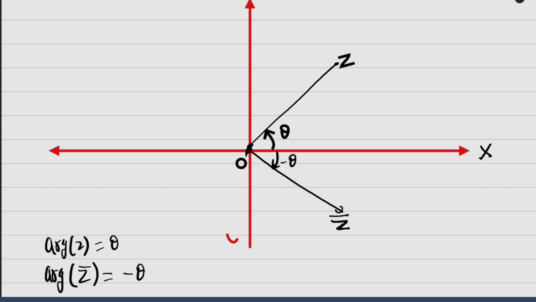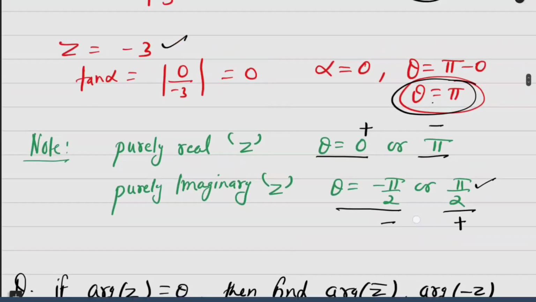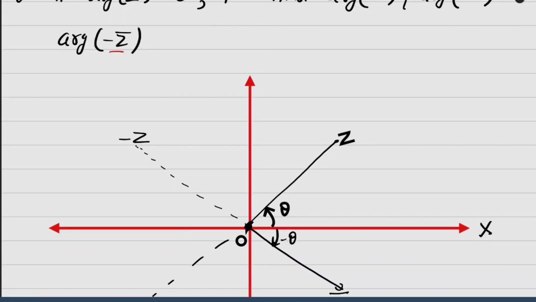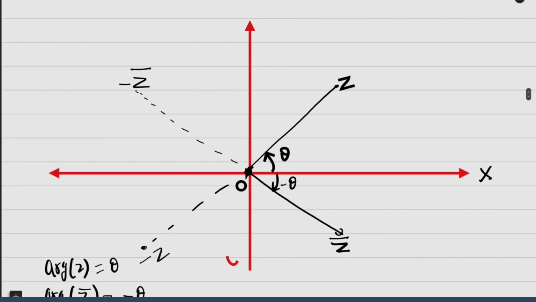If this one is z, can you tell me which one is minus z? So this one is z, this one is minus z, and this one is the conjugate of this one. Not minus z, actually this one is the conjugate of minus z, because the negative of this one lies in the third quadrant. So this one is minus z.